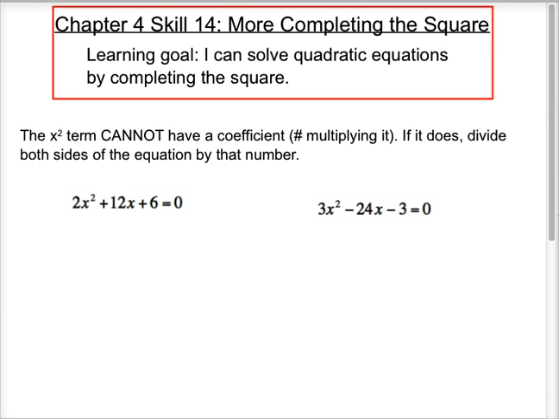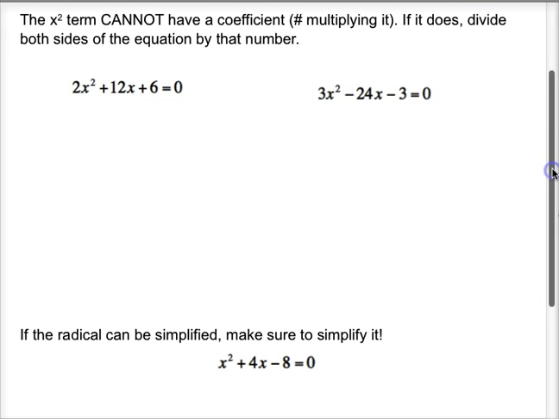Okay? So I want you to take a look at these. These are quadratics that can't be factored, can't use solving by square rooting, so we need completing the square. But there is a 2 with the x squared. So what you need to do is divide every term by 2. Divide both sides of the equation. Divide everything by 2. So we'll have x squared plus 6x plus 3. 0 divided by anything is still 0. Okay, so if there's any number with the x squared, for this completing the square process, get rid of it.